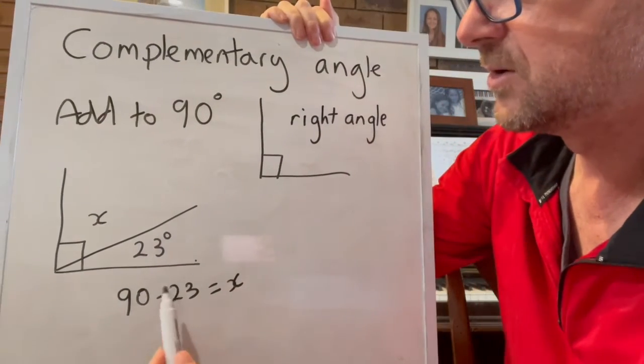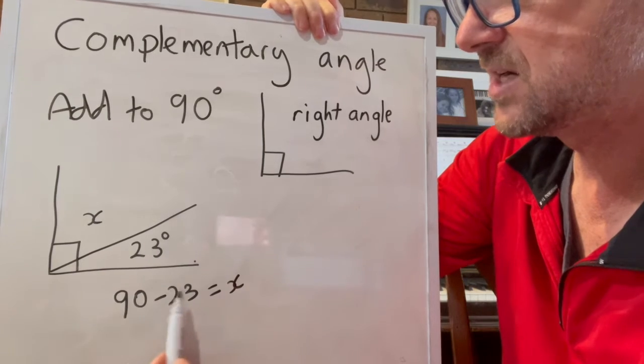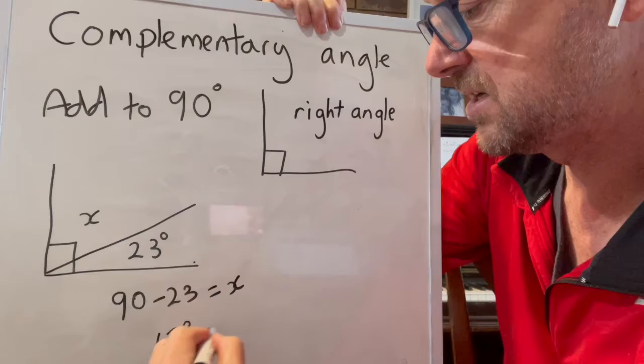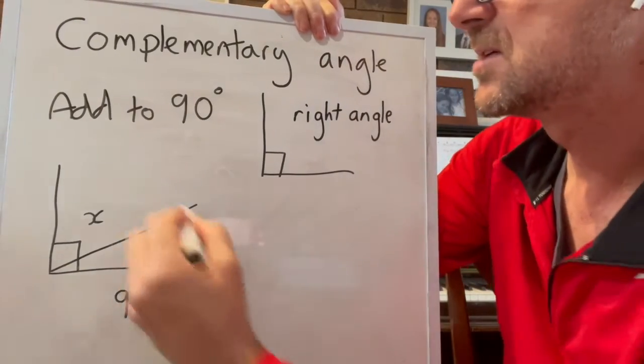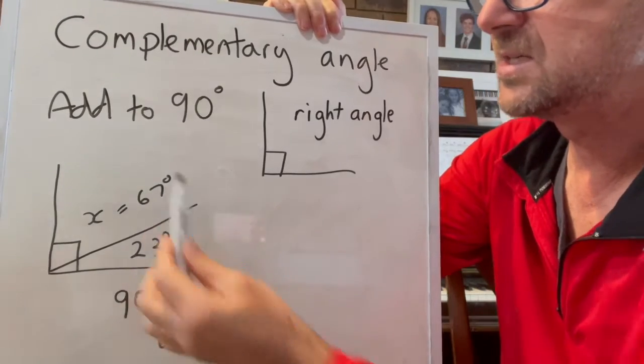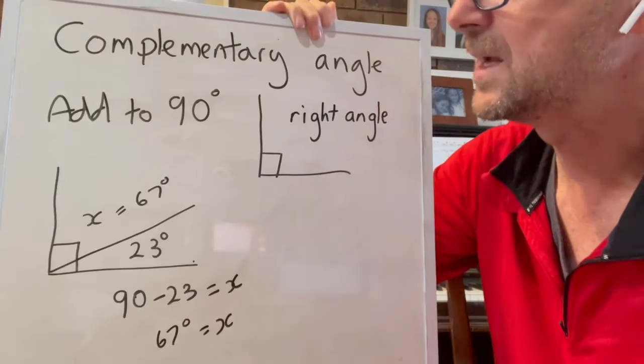So 90 take away 23: 90 take away 20 is 70, take away the 3 gives us 67 degrees, which is going to equal our x value. So x equals 67 degrees, and 23 and 67 gives us 90. So that's going to be our complementary angle.